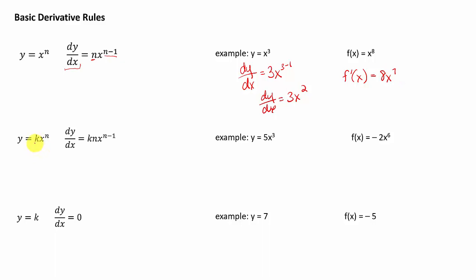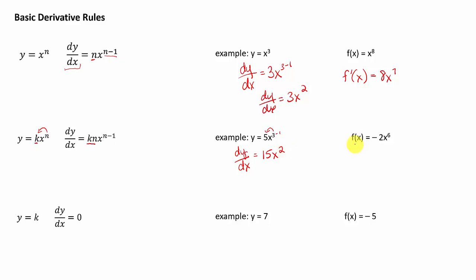Okay, let's look at this next rule right here. The only thing different is that we have this k in front, and in this case I'm using k as a constant, as some number. So if you have a number in front, what happens is that n actually gets multiplied to that number, which you can see here, k times n, and then we still just subtract 1 from our power, like normal. So let's look at these examples. Here I have y, so if I take the derivative of y, I'm going to write dy dx. And then this 3 is going to get multiplied by 5 first, so 3 times 5 is 15, and then I'm going to subtract 1 from my power, which is going to give me x squared, and that is my derivative.